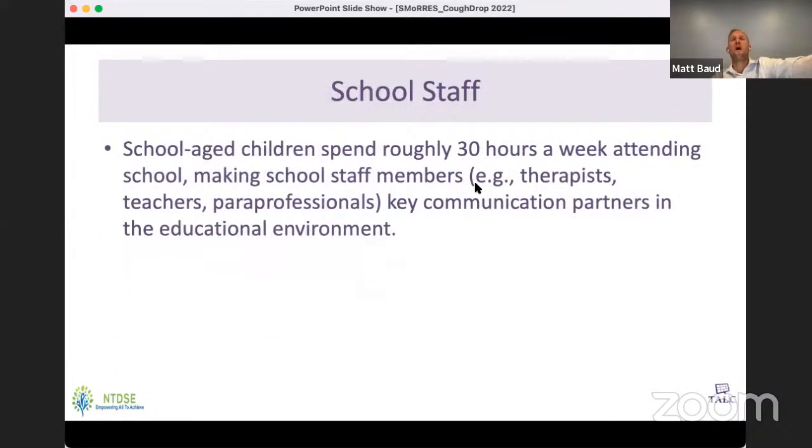Now let's think about all those hours that a kid spends at school. It's roughly 30 plus hours a week that the child is sitting in the classroom. So if we think about all those different school professionals, the therapists, the paraprofessionals, and teachers are very key in terms of being communication partners in that environment.